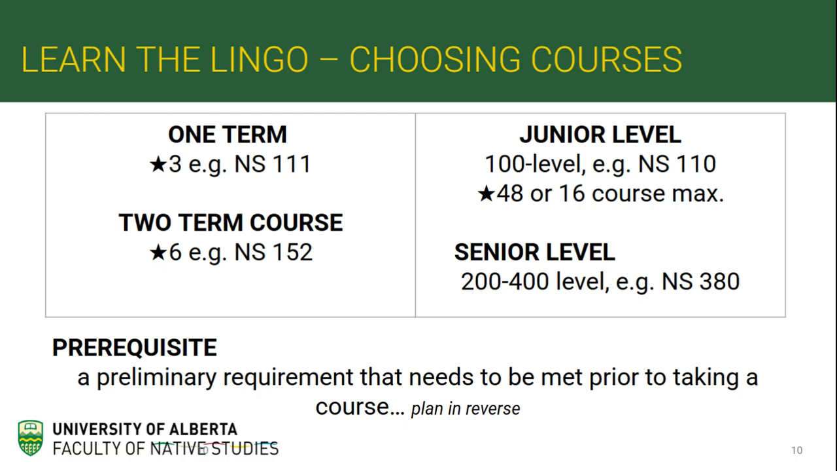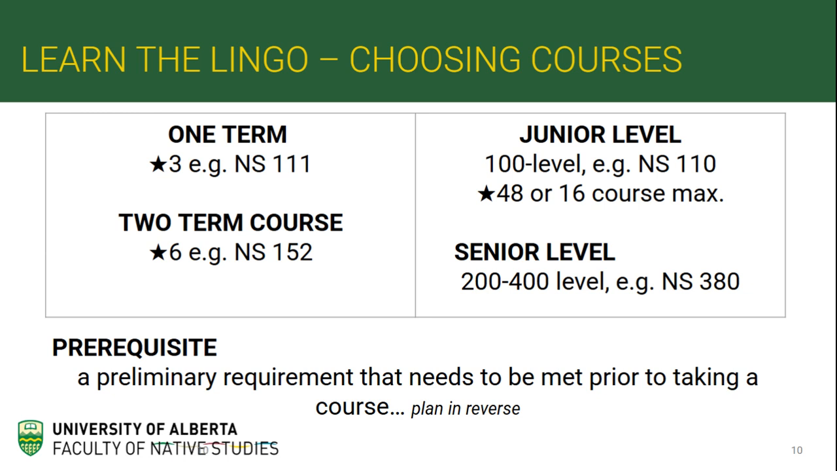A 1-term course, again, runs the length of a single term, and they are usually worth 3 credits, whereas 6 credits can run over 2 terms, so from September through April. An example of this is NS 152 or Intro Cree. An important note to remember, if you're enrolling in NS 152 or another 6-credit course, you must register in the fall term section and go back in and enroll in the same course for the winter term as well.